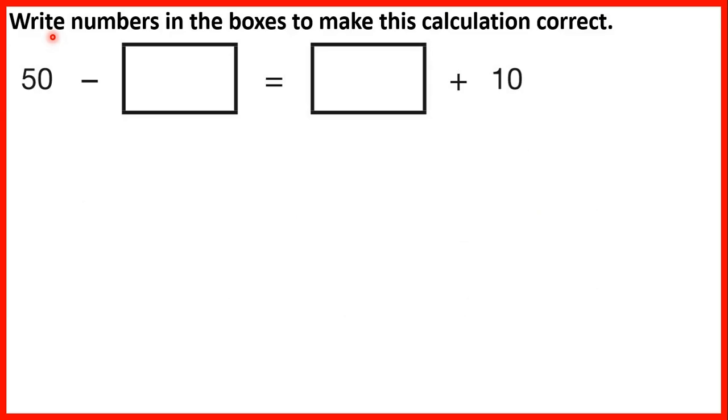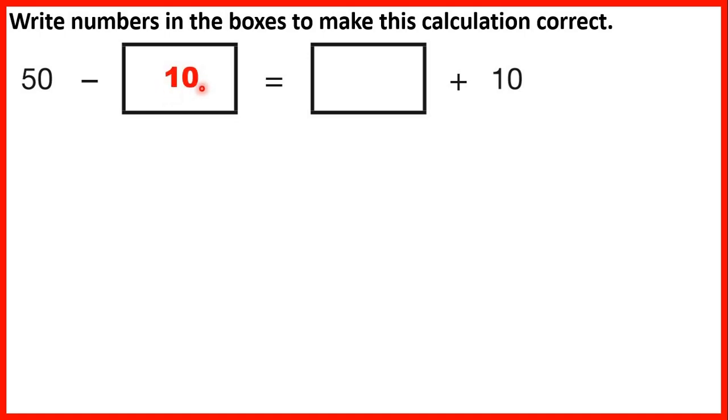Write numbers in the boxes to make this calculation correct. We have 50 minus something equals something plus 10. So for this question, we need to remember that the equals sign means has the same value. So we need to make sure the calculations on both sides of the equals sign are the same. Now because we have 2 unknowns, because we have 2 empty boxes, there are lots of possible answers for this question. So what we can do is just put in a random number in one of the boxes and then make sure the other side gives the same total.